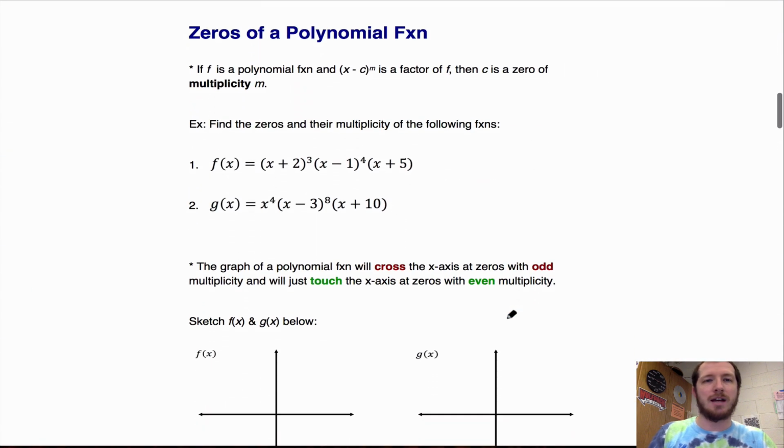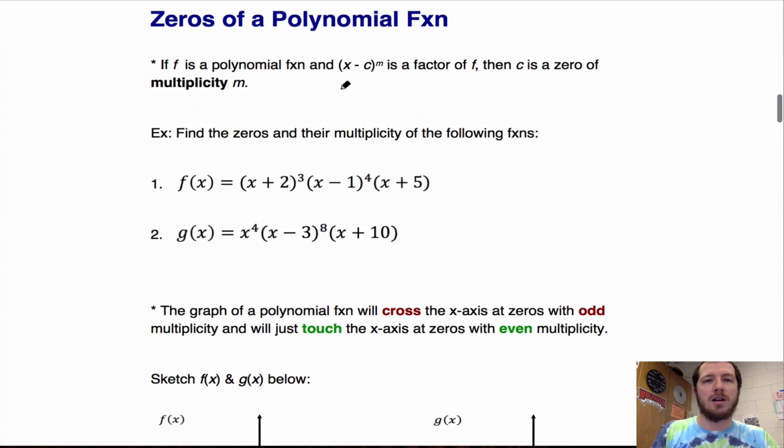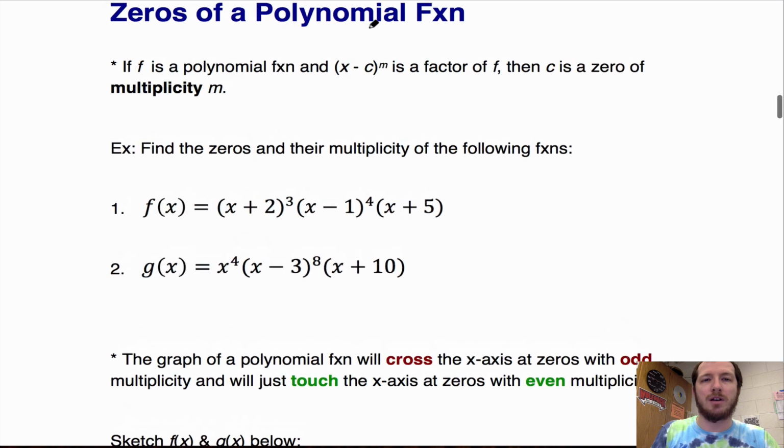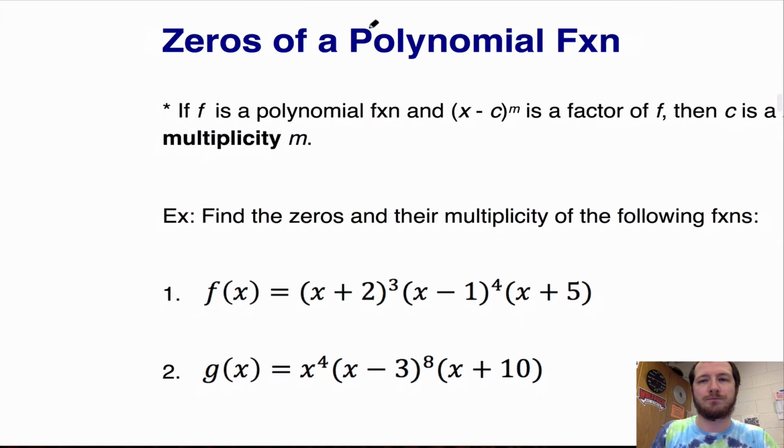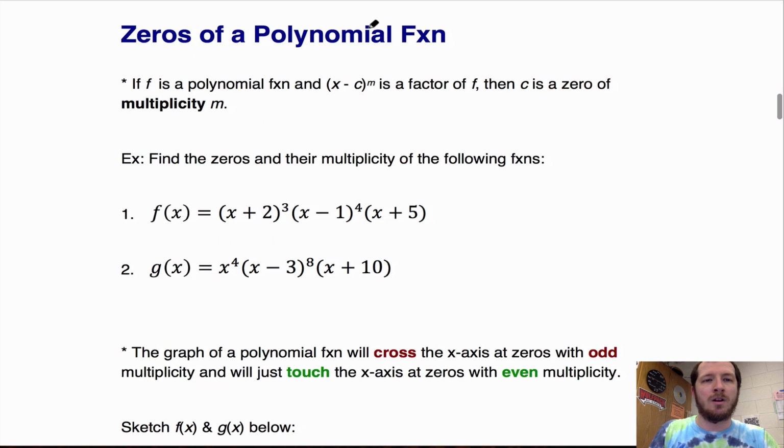So let's look at another important characteristic component of polynomial functions, the zeros. If f is a polynomial function and x minus c to the m power is a factor of f, then c is a zero of multiplicity m. So, new term here, multiplicity.